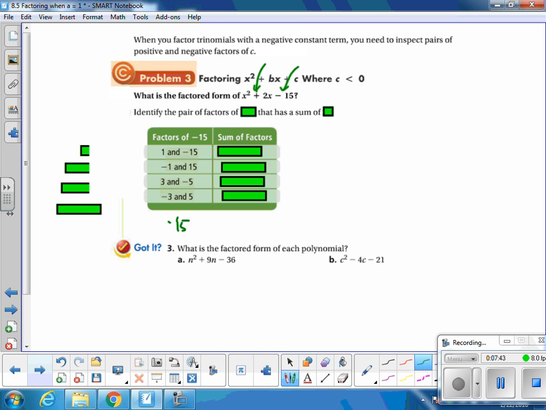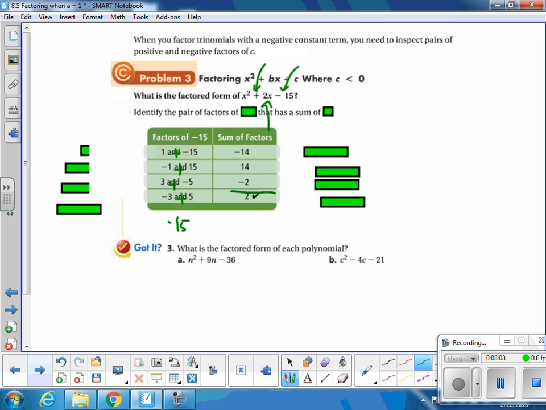Now let's consider the sums of these, because that's going to let us know which one to use, because I'm trying to get to 2. So 1 plus negative 15 is negative 14. Negative 1 plus 15 is 14. 3 plus negative 5 is negative 2. Negative 3 plus 5 is 2. So this is what we're looking for.